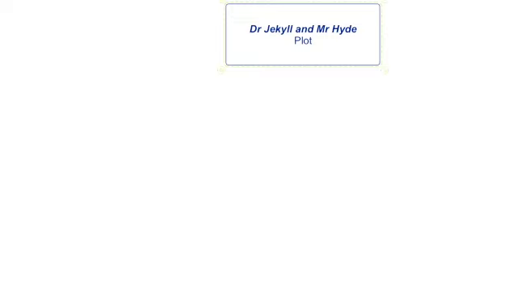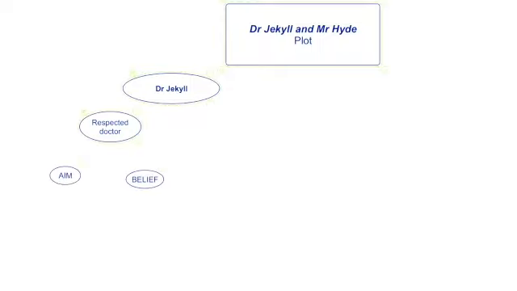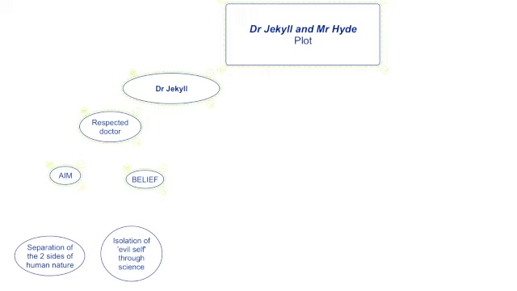For your mind map, start on the left side under the title of the work. Write Dr. Jekyll. Under it, jot down the keywords respected doctor. Below that, create two bubbles, aim and belief. Under aim, write separation of the two sides of human nature. Under belief, write isolation of evil self through science.